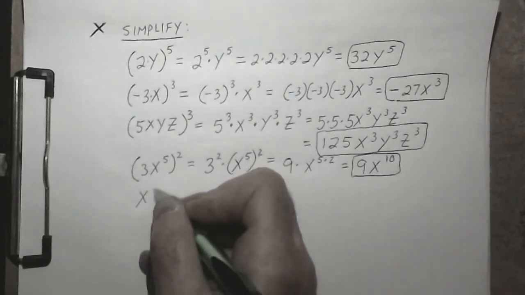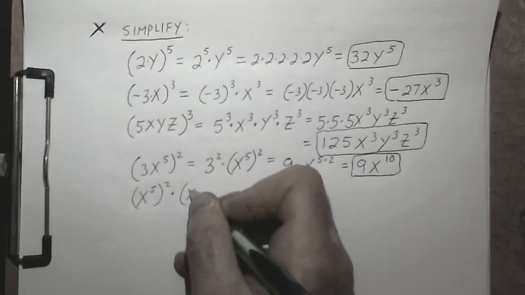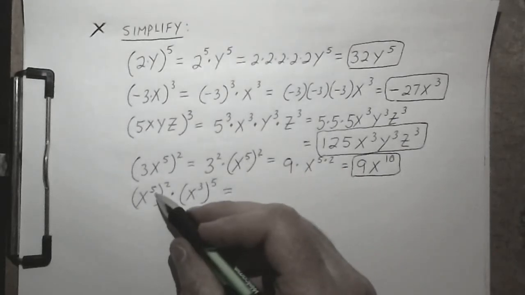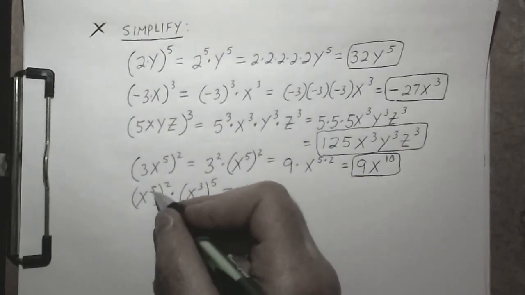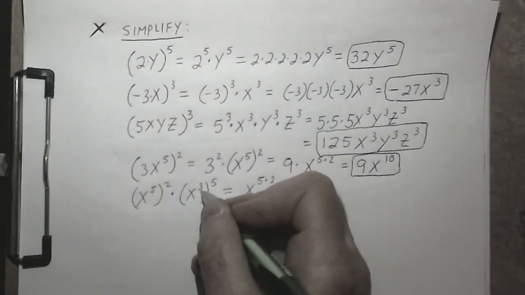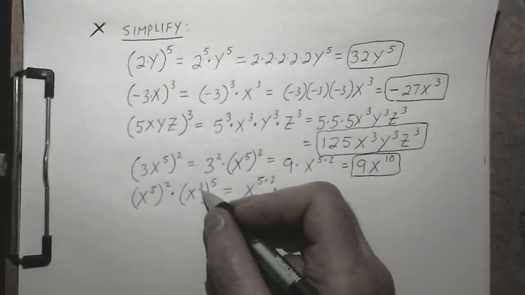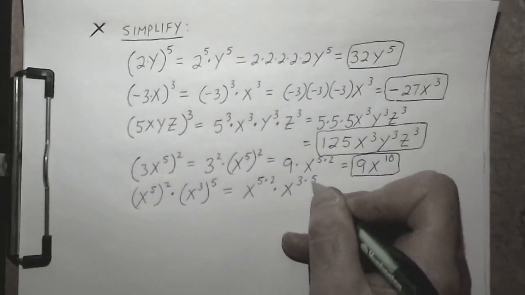All right, next one, we're going to take x to the fifth power, and we're going to square that. Then we're going to multiply that by x cubed, which will be raised to the fifth power. Now again, when you raise a power to a power, you multiply the exponents. And so x to the fifth power raised to the second power is going to be x to the 5 times 2 power, times x to the third power raised to the fifth power. We multiply these exponents, so we'll have x to the 3 times 5 power.